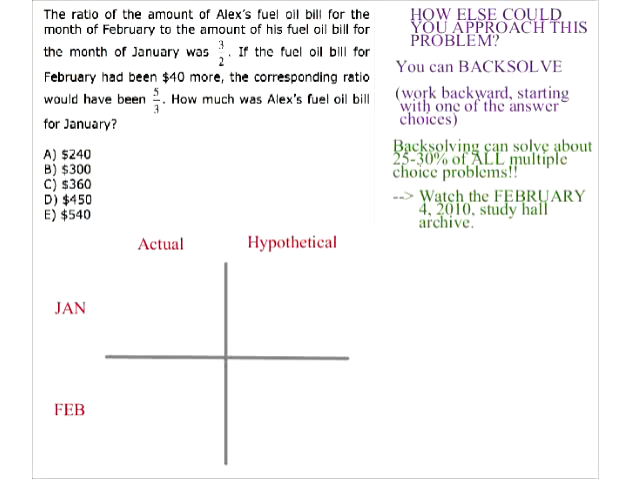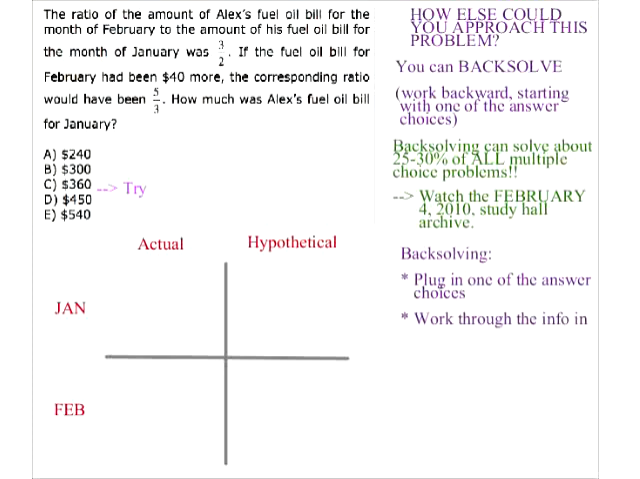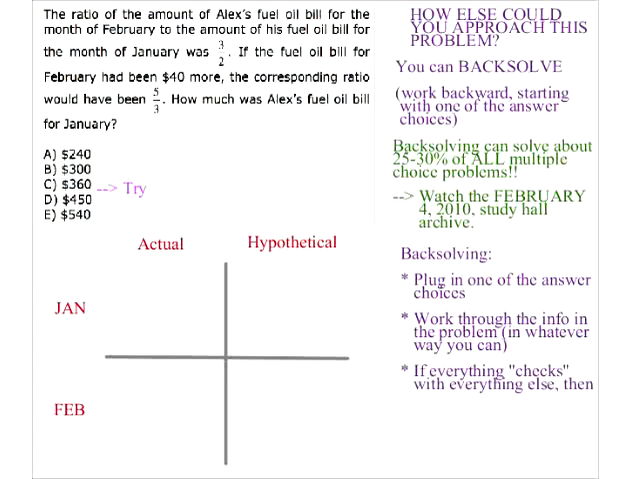Okay, let's backsolve. Let's start with choice C and see how that goes. So if we plug in 360, basically how backsolving works is you plug in one of the answer choices. You just work through the information in the problem in whatever way you can. You don't really need an advanced plan here. And then if everything checks with everything else, then you have the correct answer. And if something is inconsistent, then you have a wrong answer.